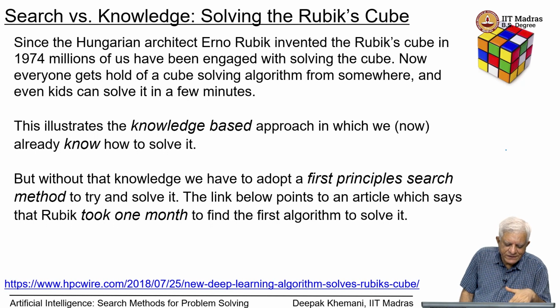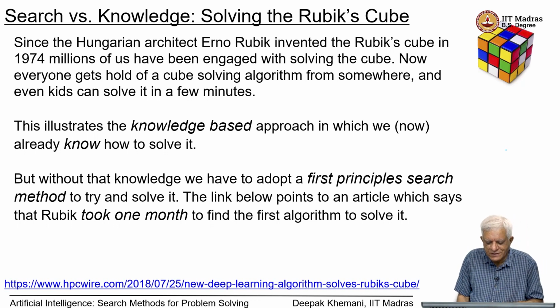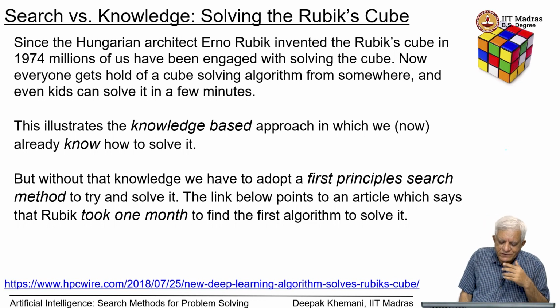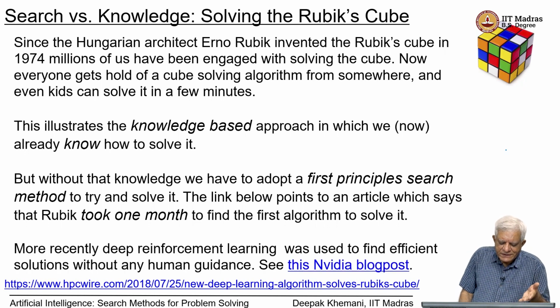So, as this article says, Rubik himself took 1 month to find the solution. Of course, designing the cube does not give you any insights into how to solve it, that he had to do independently. So, this article talks about this deep reinforcement learning approach that was used to find efficient solutions without any human guidance. So, this whole idea of reinforcement learning is to try to do away with human guidance, essentially.